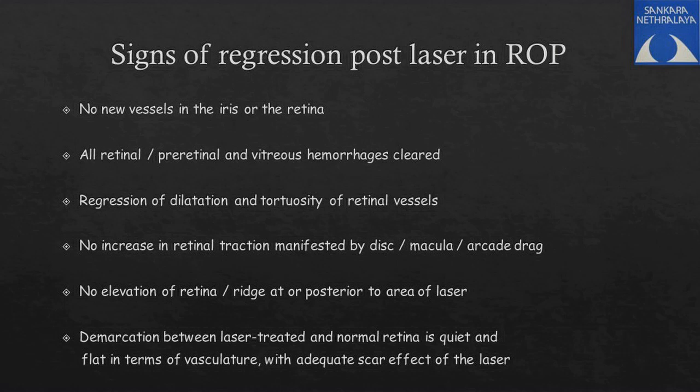The signs of regression post-laser in ROP are as follows: no new vessels in the iris or the retina, clearing of retinal, preretinal or vitreous hemorrhages, a regression of dilatation and tortuosity of retinal vessels, no increase in the retinal traction, no elevation of the retina or the ridge at or posterior to the area of laser.